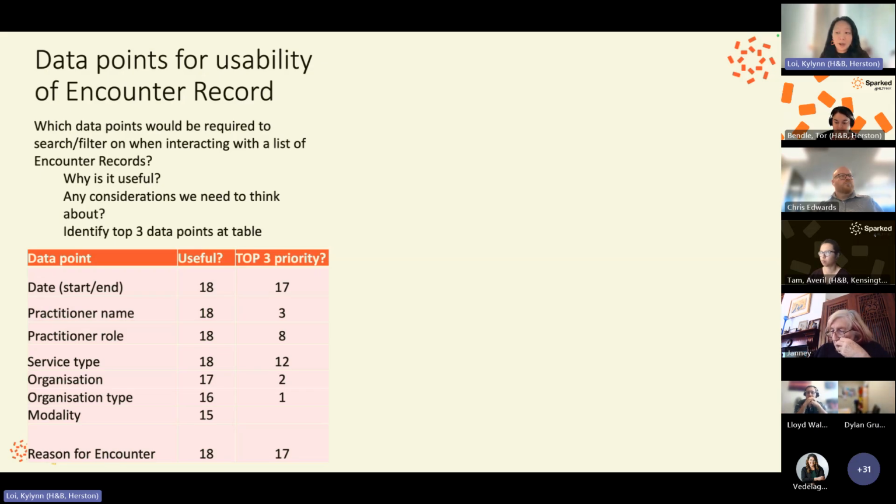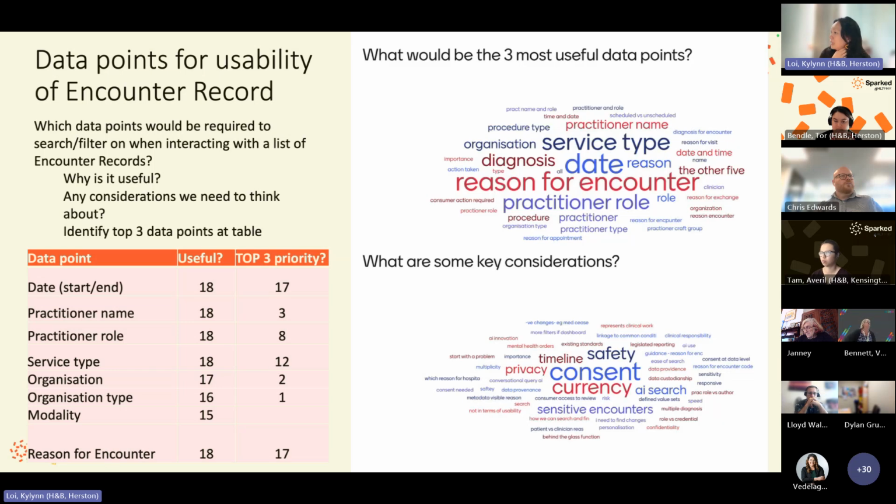And the metadata was highly prized or highly valued. And so you can see here, I think there were 18 tables, and they found all of those really useful. We did also ask a mentee to see what would be the 3 most useful data points. You can see outside of the metadata that there are other things like diagnosis and procedures in there. And there were considerations around privacy, consent, currency, safety, things like that, sensitive encounters.